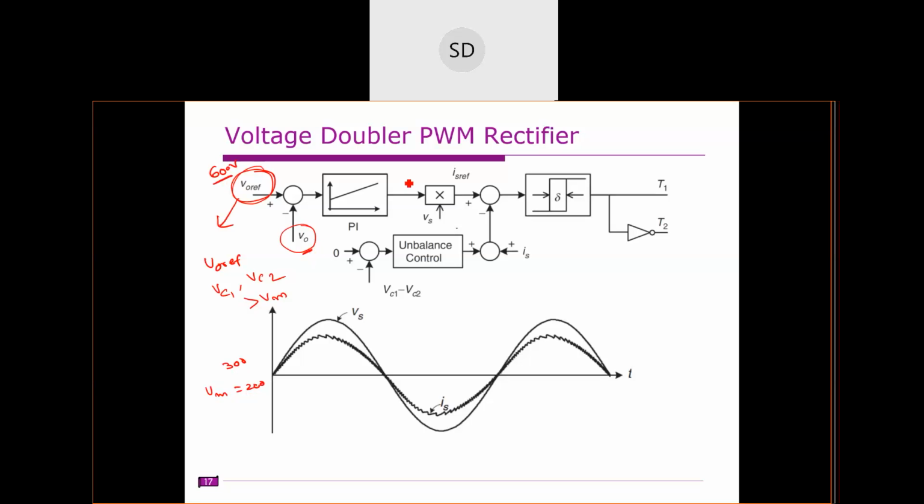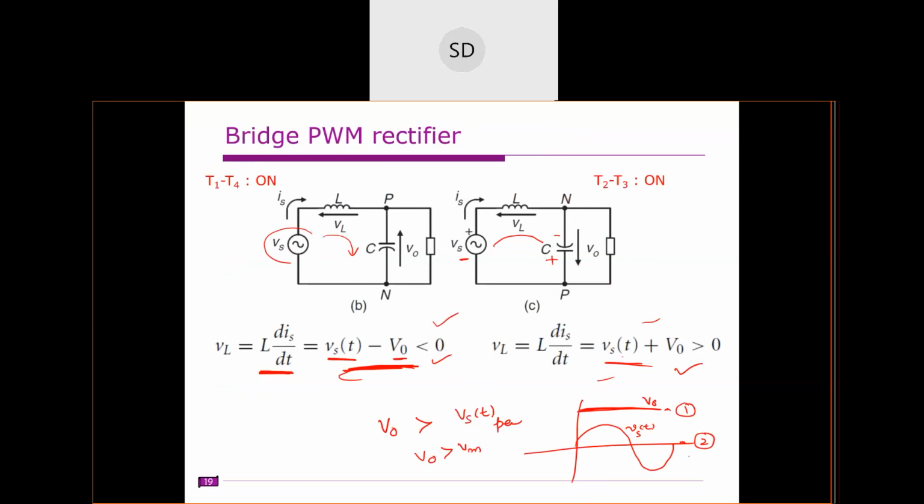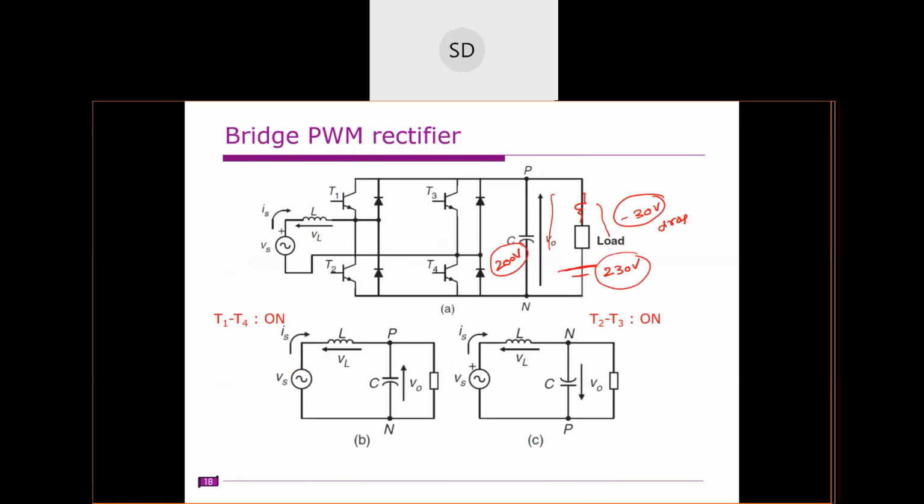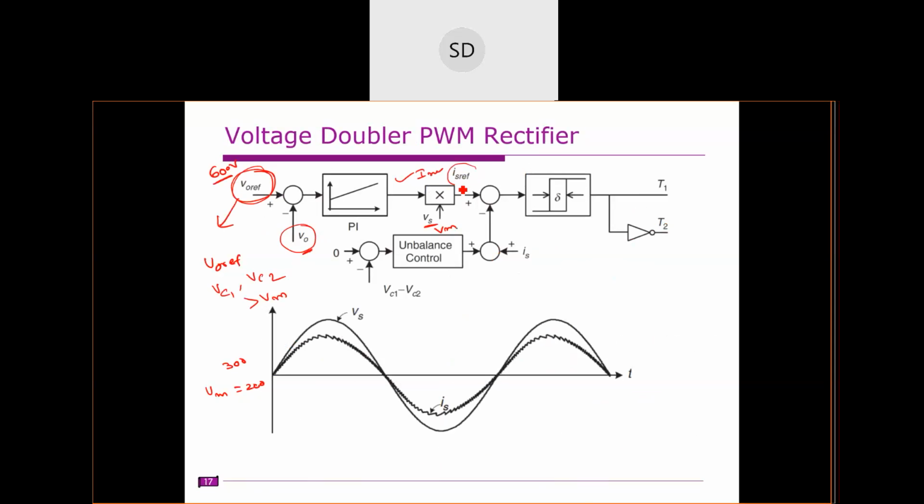So this is the actual voltage, and we have this PI controller, and again you get I maximum. So we are multiplying with the unit template here, and from this you get the reference current.